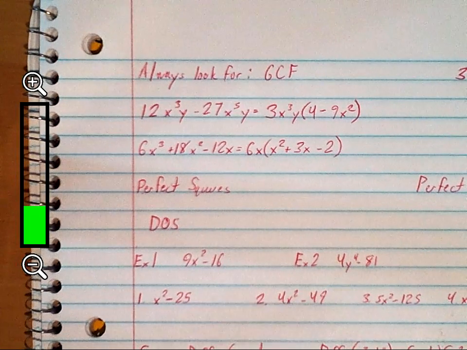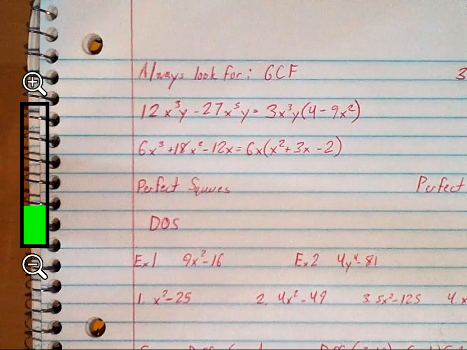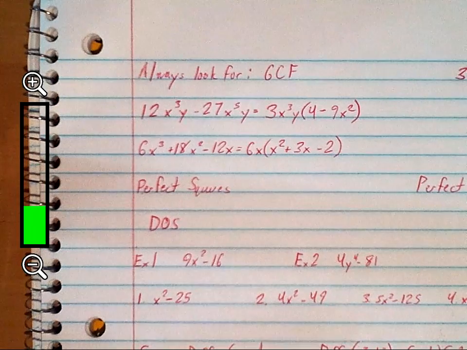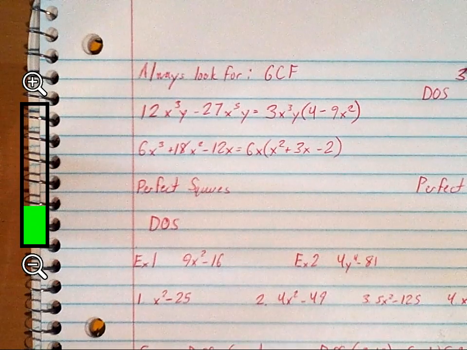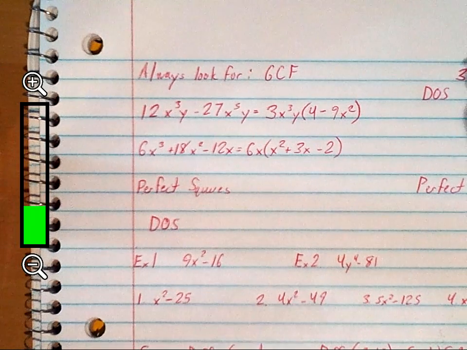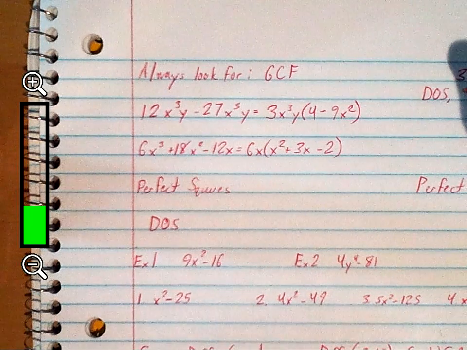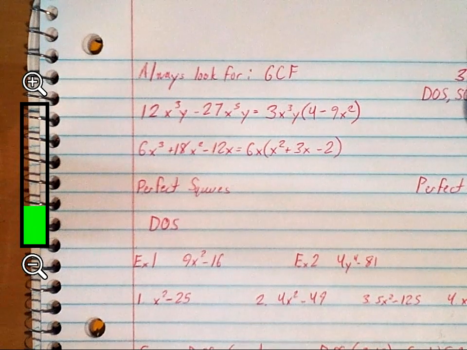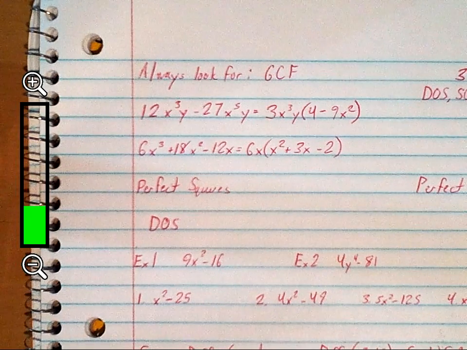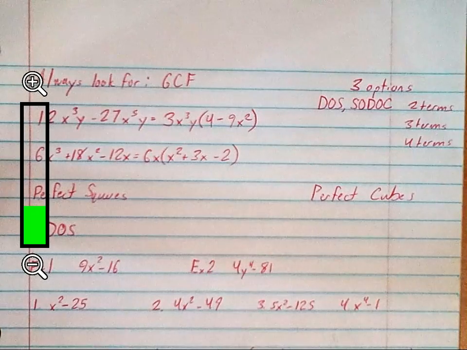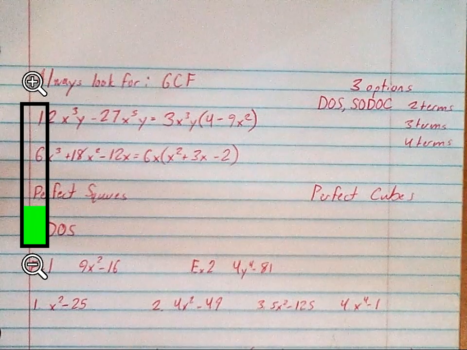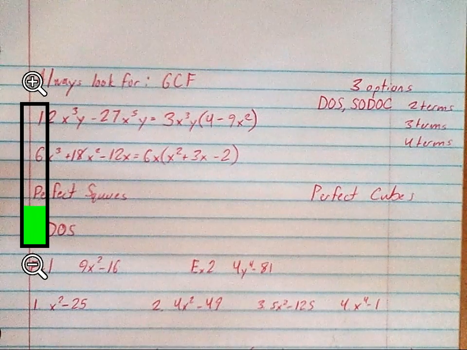If you look over to the right side here, it says there are 3 options for factoring. If we have 2 terms, there are 2 things that we are going to be looking at: either a difference of squares, DOS, which is a little bit further down on your page, or the sum or difference of cubes, SODOC. Those are the 2 things that you're going to be looking at if there's 2 terms.